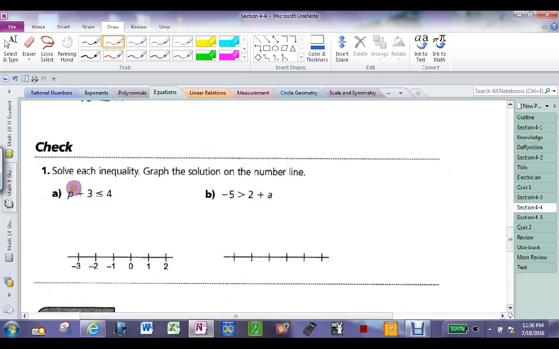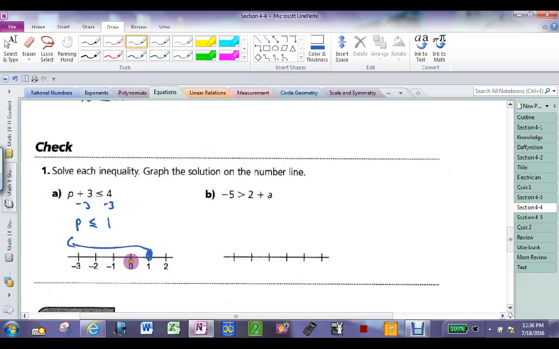All right, so what do I do here? Minus 3, minus 3. Does that change the symbol? Nope. So P is less than or equal to 1. Where do I draw? Left. 1 and go to the left. Colored, and I go left. I go left because the letter is first.